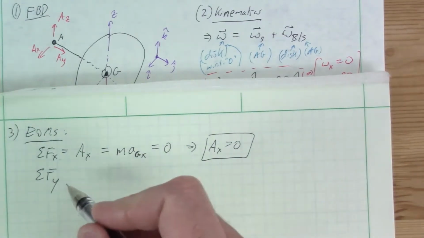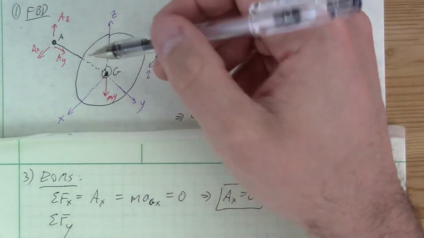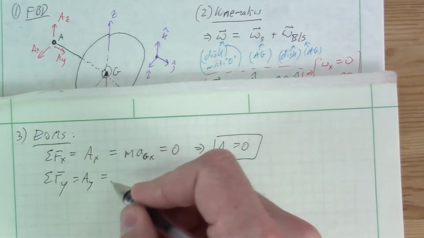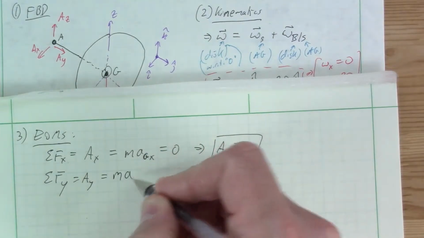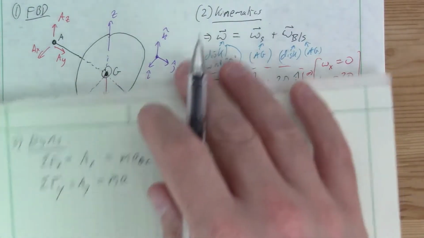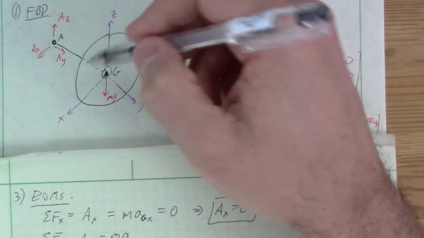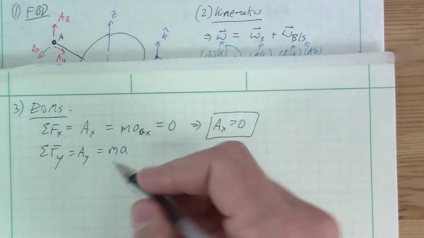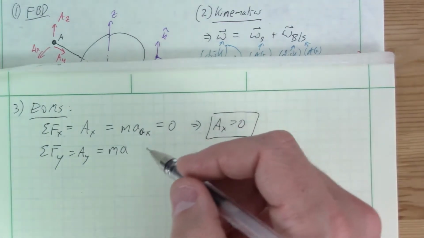Okay, summing the forces in the y direction, the only force in the y direction is the A_y reaction force. And that then equals the mass of the disk. And note here that the AG axle is negligible mass, given in the problem statement. So this is just the mass of the disk, which is 9 kilograms.